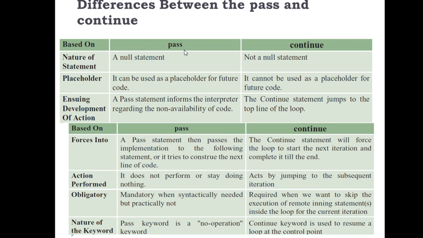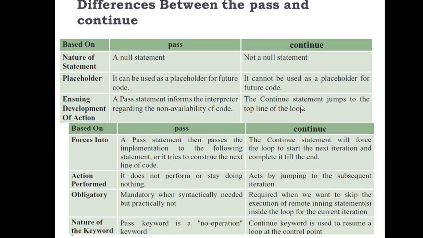Now let's try to find out the differences between pass and continue. Pass is basically a null statement, but continue is not a null statement. Pass is null because it's not doing anything, that's all. So pass is a placeholder for future use. Continue is not a placeholder. The pass statement informs the Python interpreter regarding the non-availability of code. That means there is no code there, but please don't generate an error.